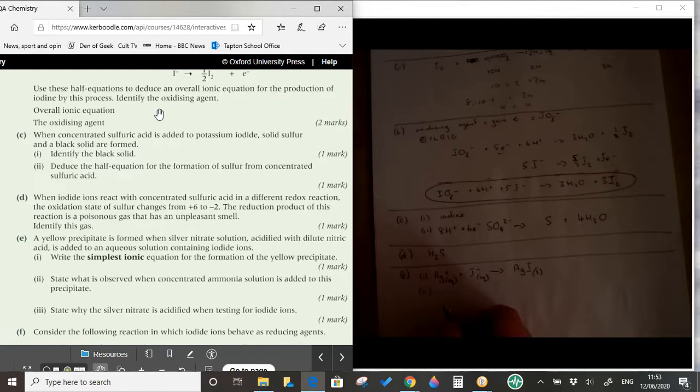Part 2 of E. State what is observed when concentrated ammonia solution is added to this. So remember, the chloride dissolves in dilute ammonia solution. The bromide dissolves in the concentrated ammonia solution, but not the dilute. The silver iodide doesn't dissolve in either, so there will be no visible change.